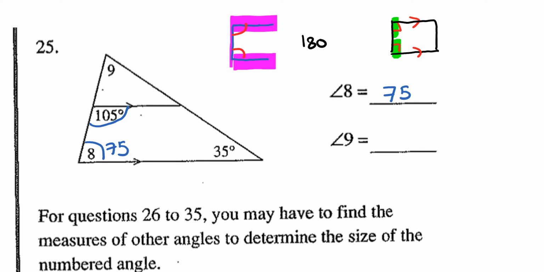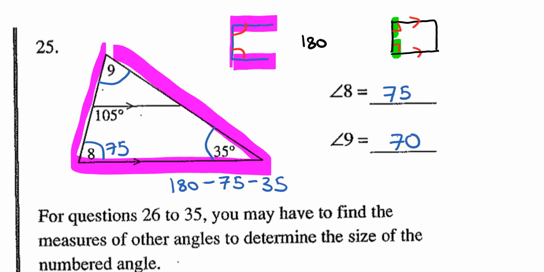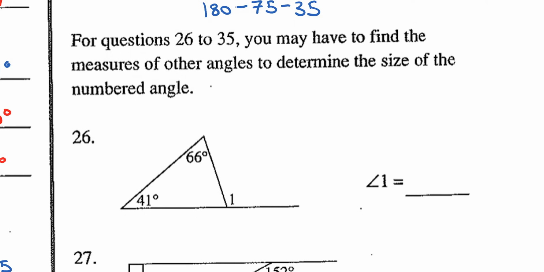And in order to finish this question off, let me just erase this. Let's take a look at this bigger triangle here. We know this is 35, this is 75, and then I can find angle number 9 by simply doing 180 minus 75 minus 35 degrees. And if I do that, I believe that's going to be 70 degrees there. Let me just double check the numbers there. Yeah, 70 degrees.